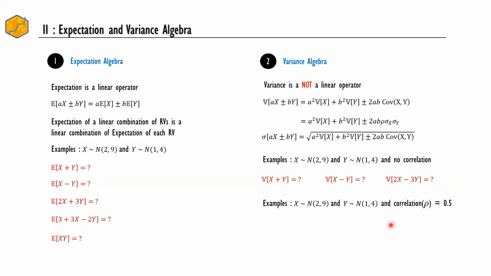Let's solve quickly 3 more examples. And then we'll go to the next topic. Same example, but now there was no correlation before. Now the correlation is 0.5. Okay. Same questions. Let me refresh your memory. This was 13, right? 9 plus 4, 13. So now there'll be one extra term, this one. So what is this now?